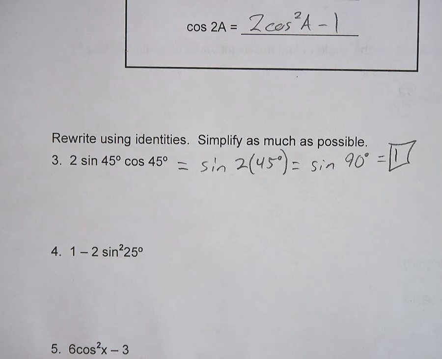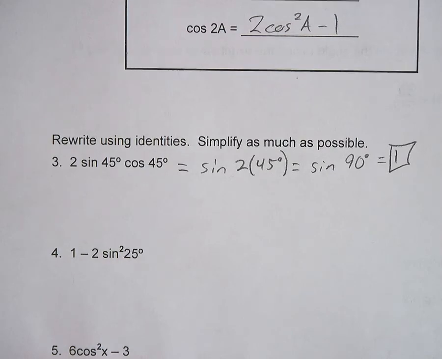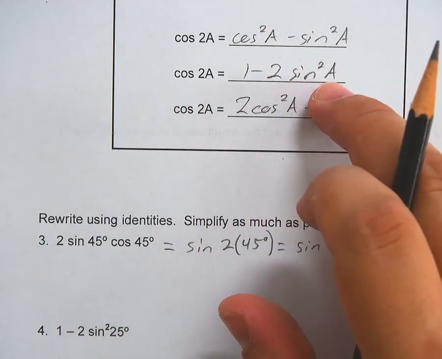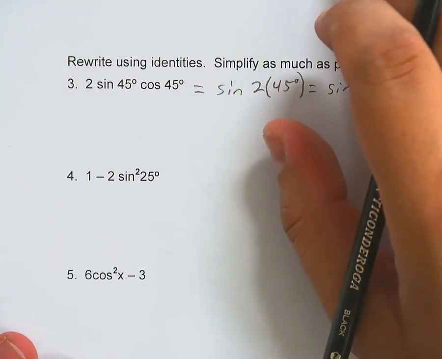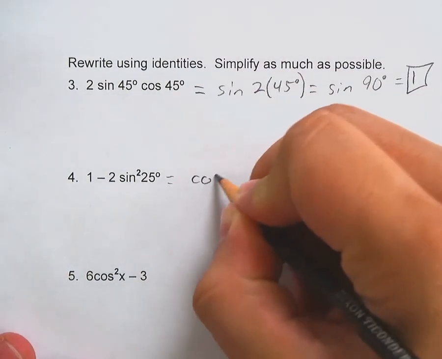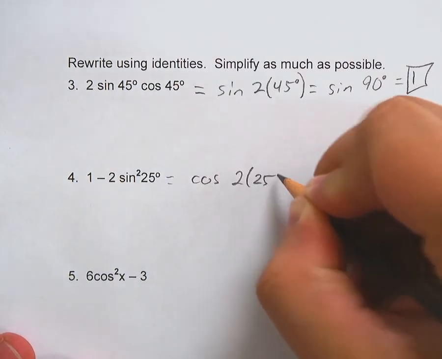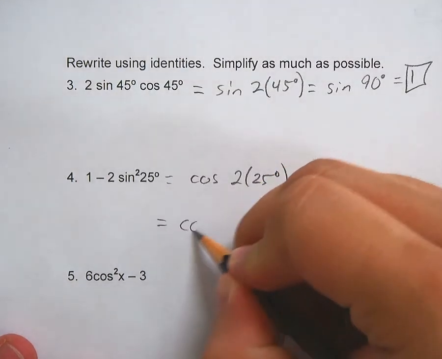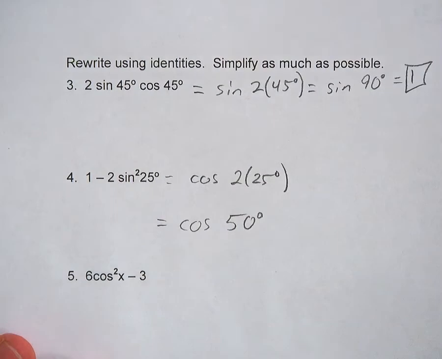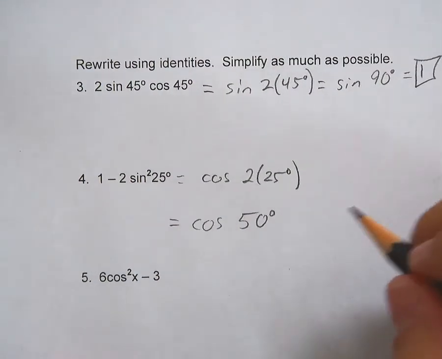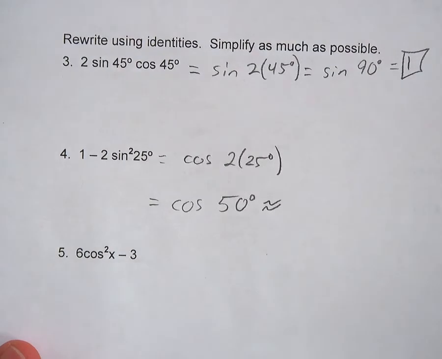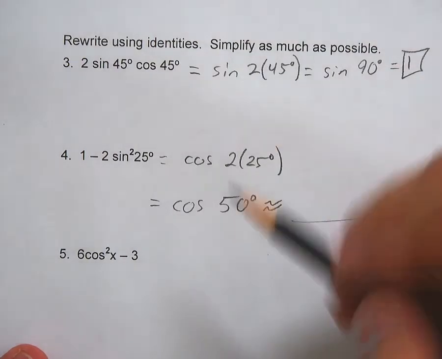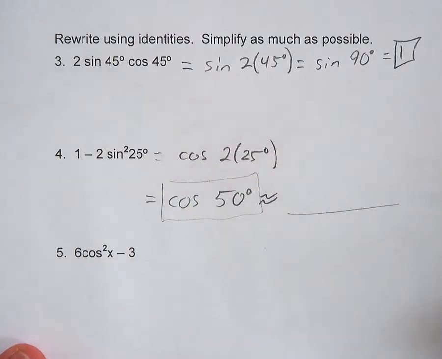All right. Number 4 here, 1 minus 2 sine squared of 25. 1 minus 2 sine squared of 25 is cosine 2a, right? Cosine of 2 times 25. 2 times 25 is 50. Now I could go through and do an approximation on that if I wanted to with your calculator, and you could get what it's actually equal to. That's fine. I'm just going to leave it like this for right now, just for the sake of time. You can press buttons later.